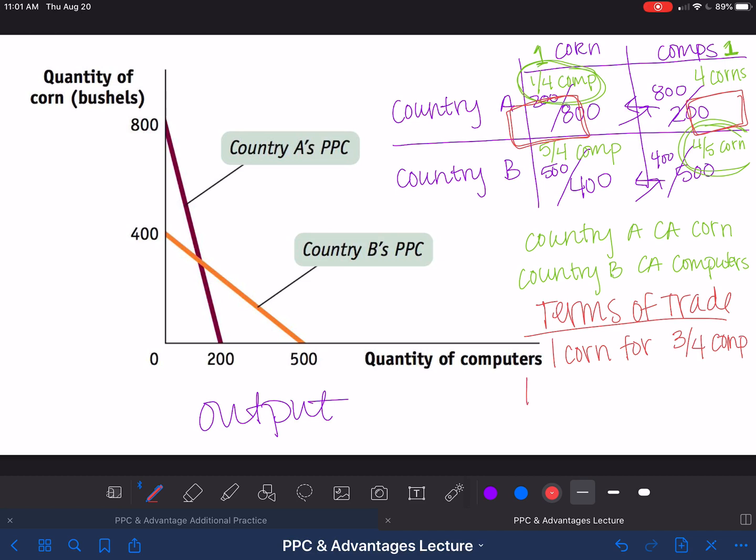And then let's look at 1 computer. How much should we trade 1 computer for in terms of corn? Well, again, we just want something in the middle. So we could do 3. We could do 2. So let's do 2 corns for 1 computer. That would be an acceptable terms of trade.